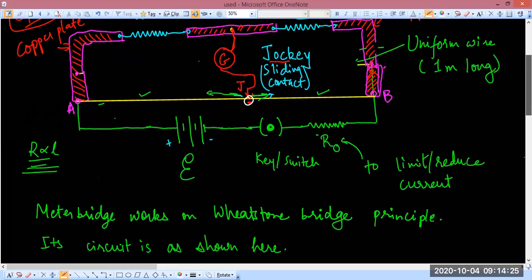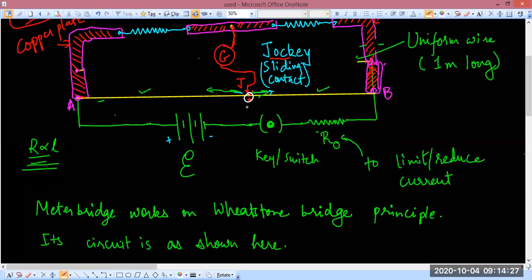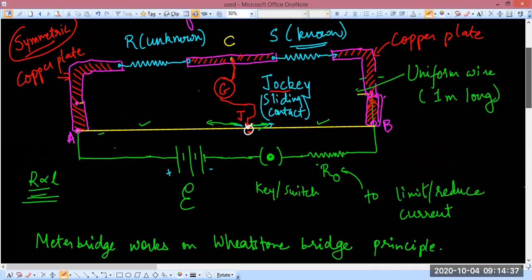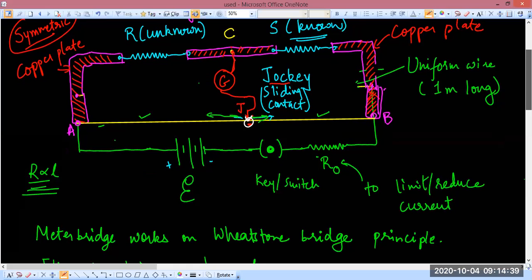Okay, let's talk about it. Suppose this P is the point, or rather let's just write it as J. If you look at this circuit very carefully, you are going to notice that this is actually a Wheatstone bridge.